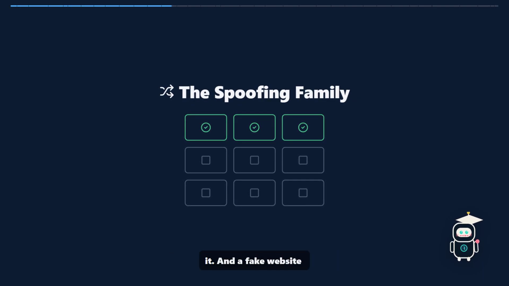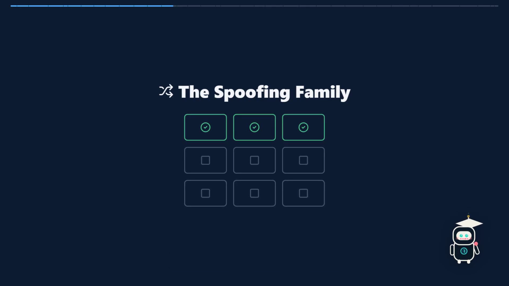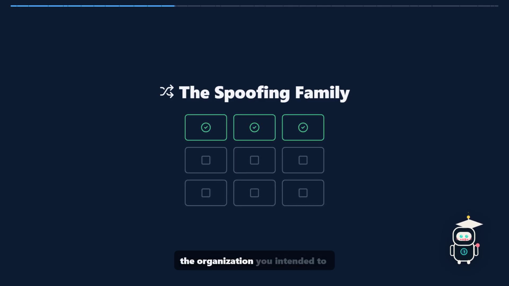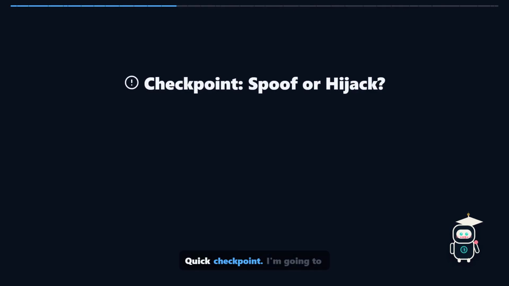And a fake website may use a familiar name, a deceptive look-alike domain, or even a valid certificate for the attacker's own domain. A valid padlock means the connection to that displayed domain is encrypted. It does not guarantee that the domain itself is the organization you intended to reach. The professional habit is to ask: what identity claim is being made, what system is trusting it, and what evidence verifies that trust?